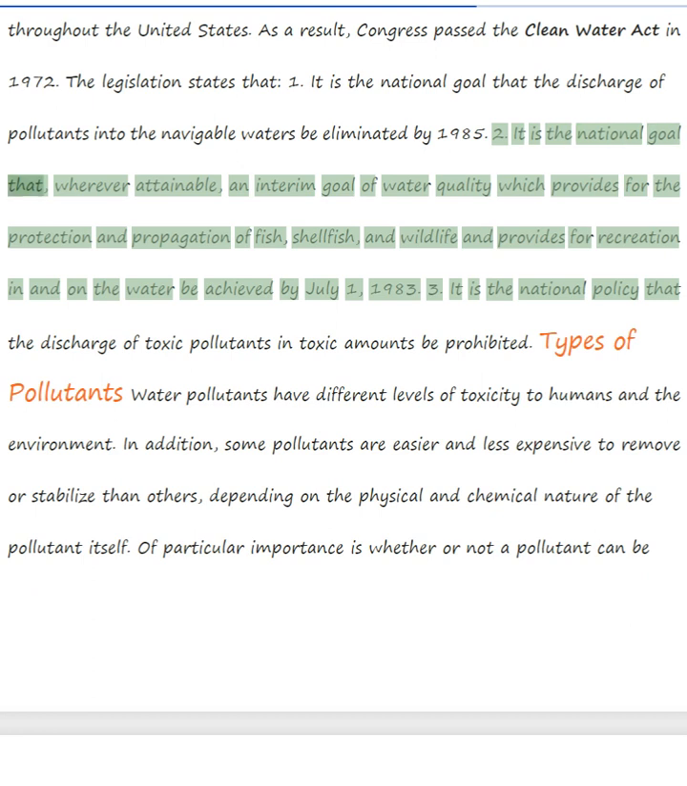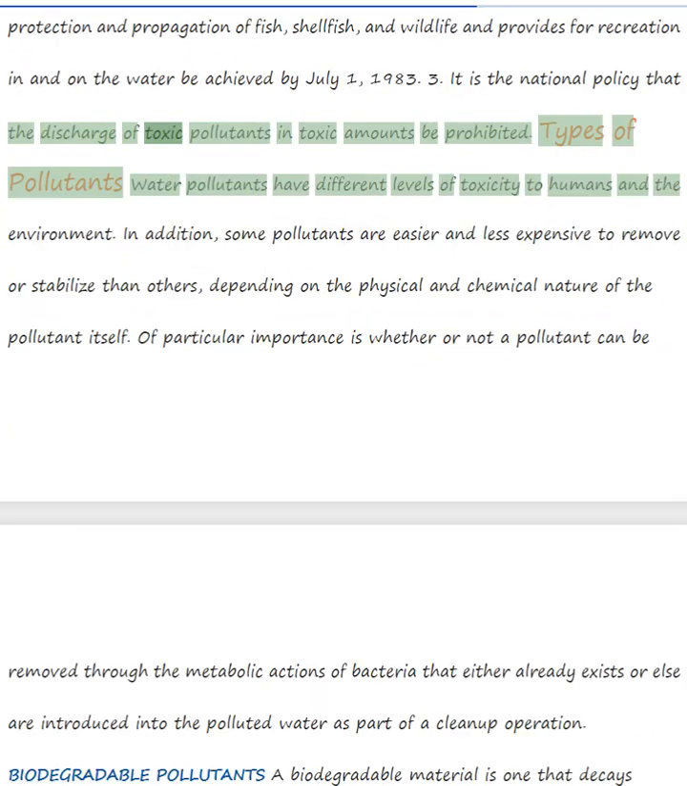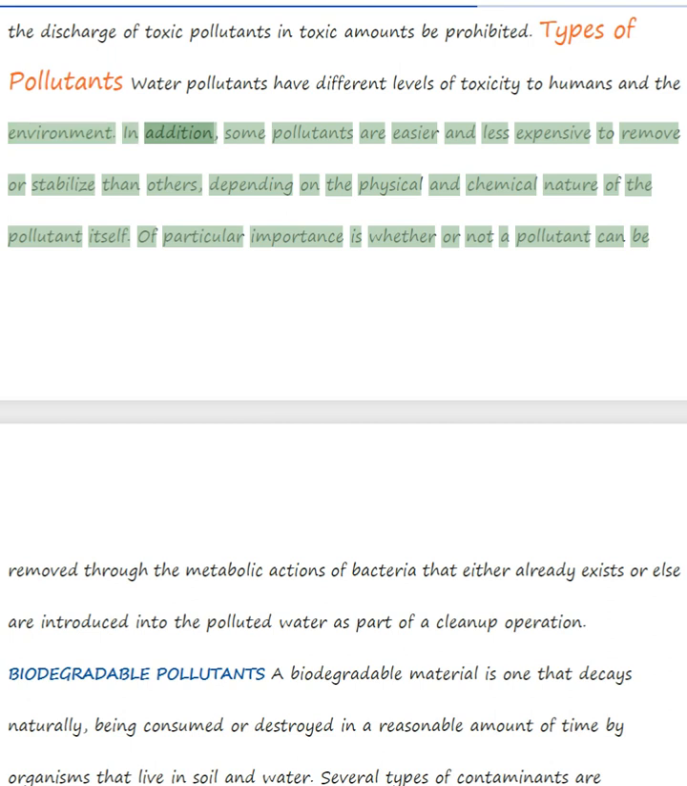2. It is the national goal that, wherever attainable, an interim goal of water quality which provides for the protection and propagation of fish, shellfish, and wildlife and provides for recreation in and on the water be achieved by July 1, 1983. 3. It is the national policy that the discharge of toxic pollutants in toxic amounts be prohibited. Types of pollutants. Water pollutants have different levels of toxicity to humans and the environment. In addition, some pollutants are easier and less expensive to remove or stabilize than others, depending on the physical and chemical nature of the pollutant itself.